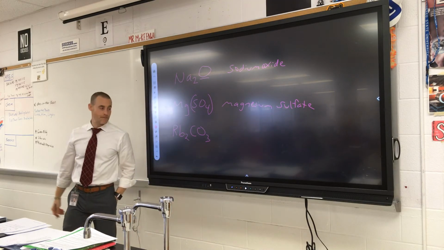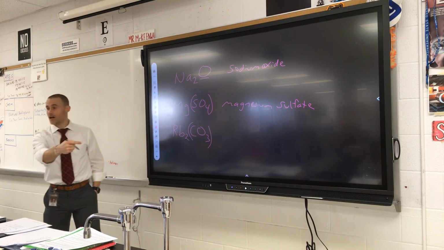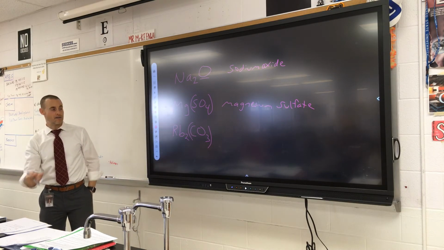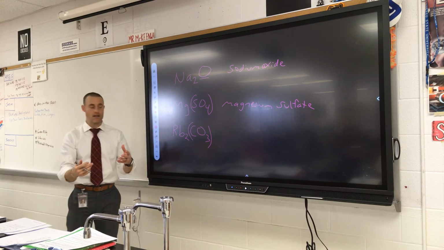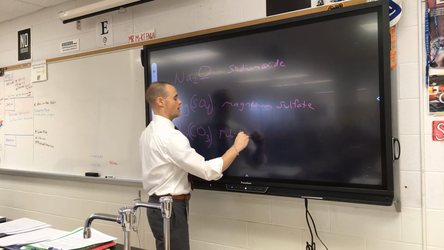SO4 is called sulfate. Same thing down here. CO3, you might say carbon oxide. You're close, but CO3 is special. It's on table E, polyatomic ion. So this is rubidium carbonate. Carbonate.